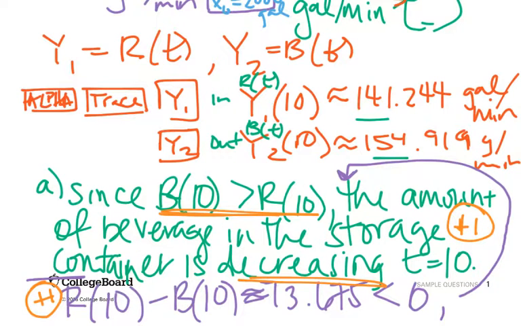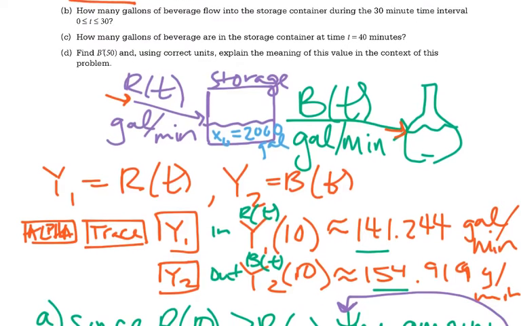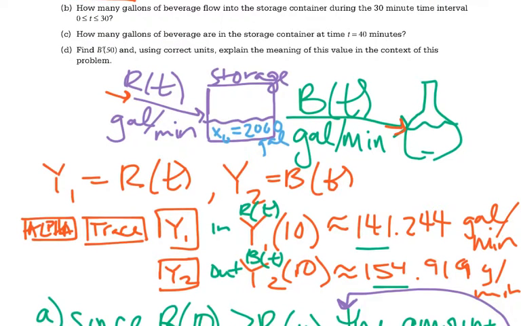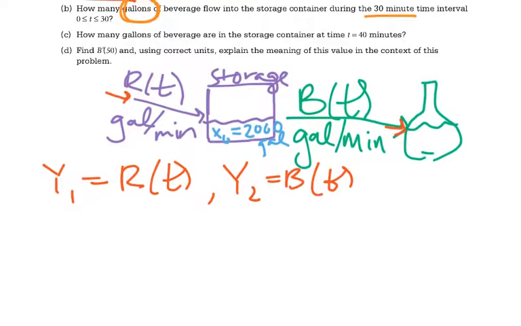Okay, let's take a look at part B. How many gallons of beverage flow into the storage container during the 30-minute time interval from 0 to 30? So how many gallons? So we're not talking about a rate this time. We're talking about overall how many gallons of beverage go into the container. Okay, so let's clear the screen really quickly so we can tackle B.